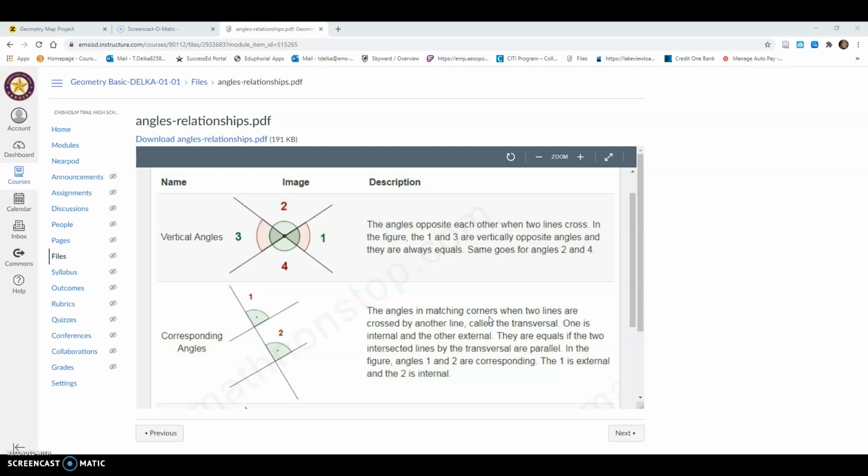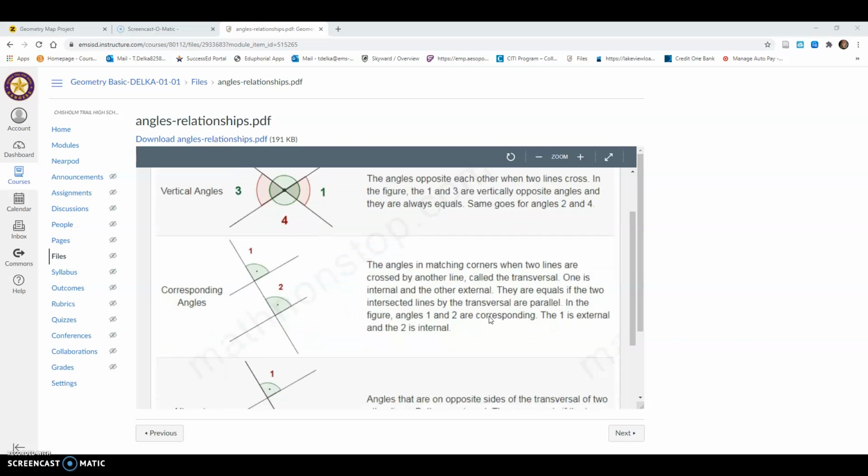So our very first set of angles that we need to look at is vertical, and they label it in green, 3 and 1, meaning that those are vertical. The angles opposite of each other when two lines cross. In the figure, 1 and 3 are vertically opposite angles, and they are always equal. Always equal is, I think, the very important part of this. And same goes for angles 2 and 4. So 2 and 4 are also vertical, and they are also equal. So it's basically the angles across from each other, okay? Does that make sense? All right.